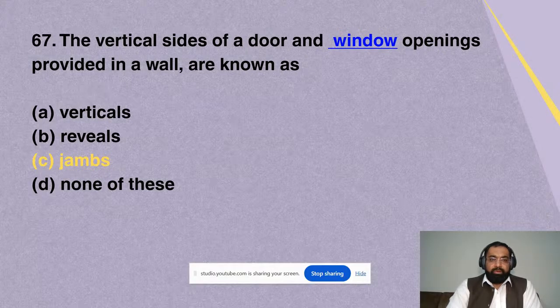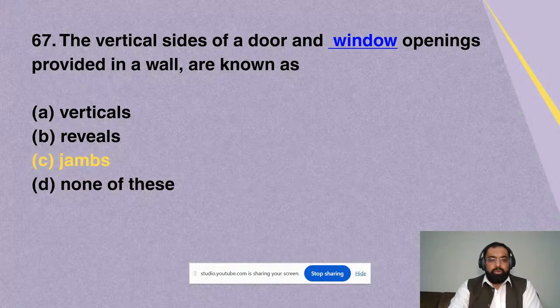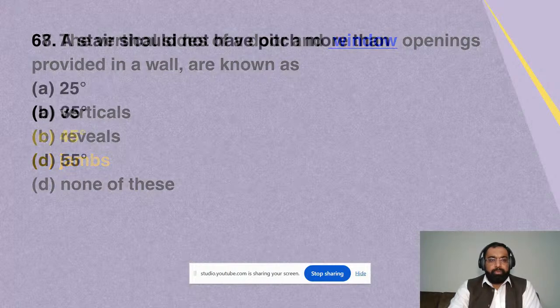Question 67. The vertical sides of a door and window opening provided in a wall are known as, we already discussed this, it is jambs. Option C is correct for this question.